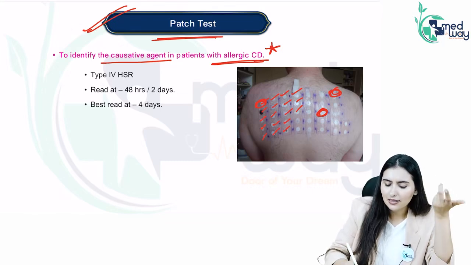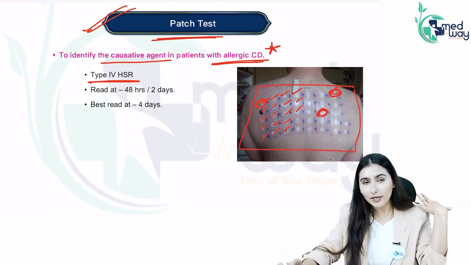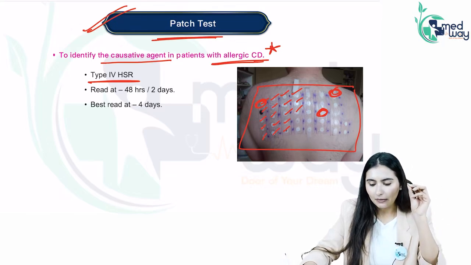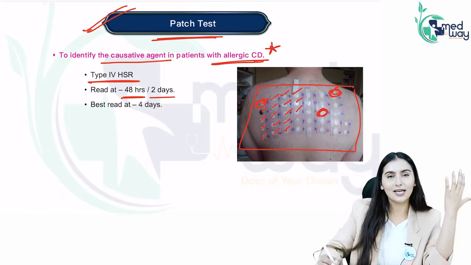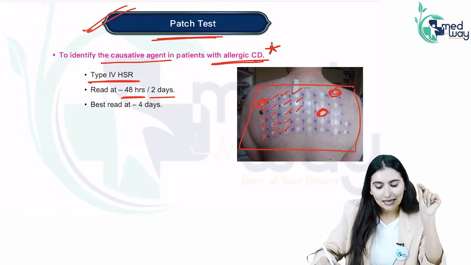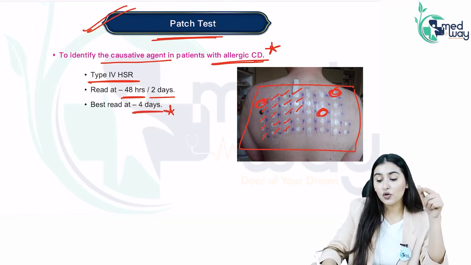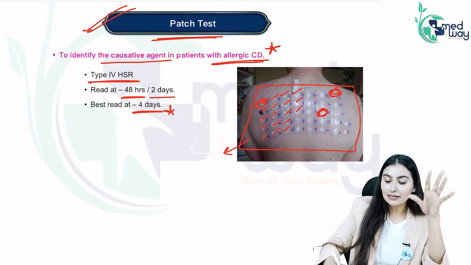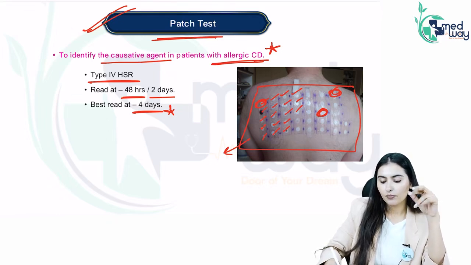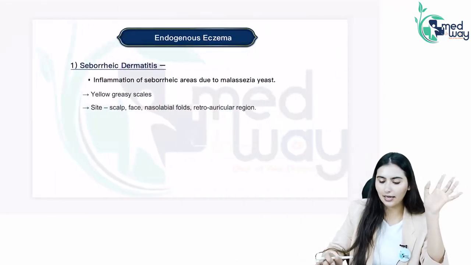Again, allergic contact dermatitis is a type 4 hypersensitivity reaction. Ek baar you've pasted this on the patient, when do you take it out? So it can be read at 2 days. So 48 hours ke liye you leave it on the back and then you take it out and then you read. You see the readings. Best reading is done at 4 days. Okay, sometimes you can even leave it for 4 days. Sometimes you can take it out after 2nd day and still call the patient again on the 4th day to see a good allergic response. Okay, so this is your patch test. It's an important question, can be asked.